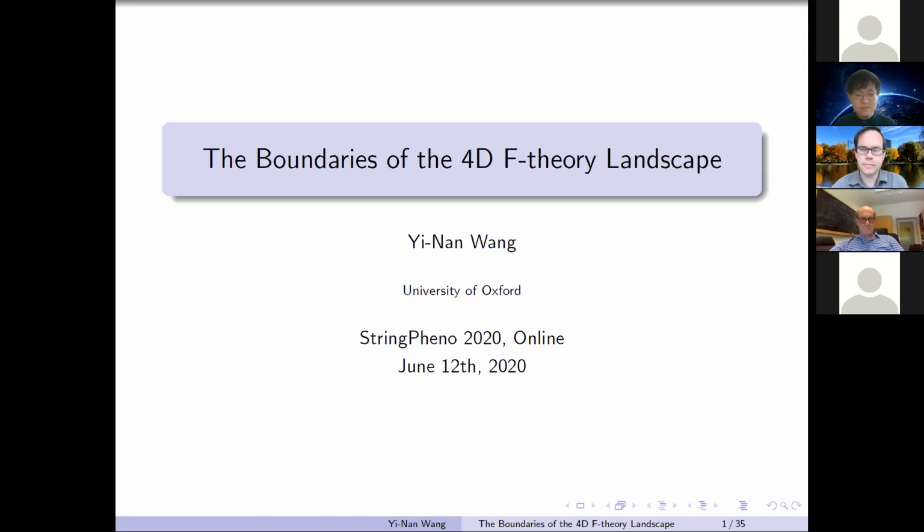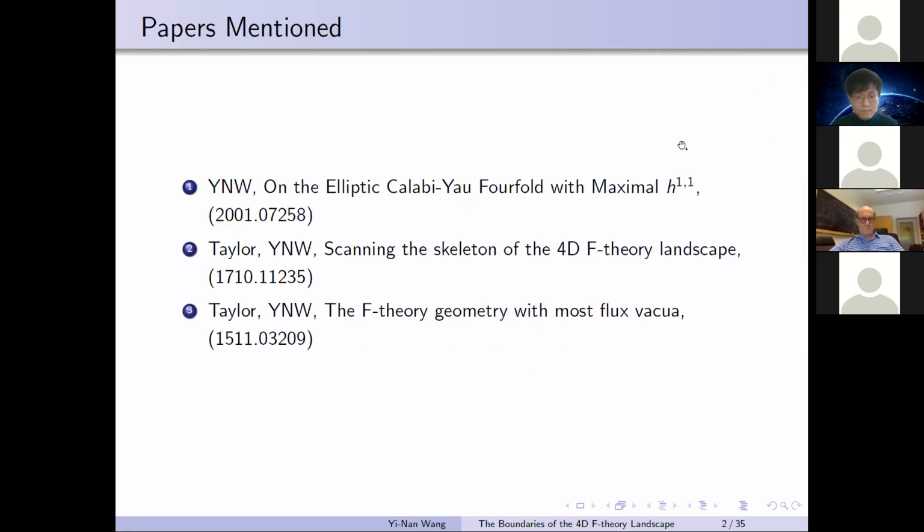So first, I'm going to thank the organizers for inviting me to this great online conference. Today, my topic is the boundaries of the 4D F-theory landscape. In particular, I'm going to mention the following few papers. I'm going to mainly focus on my recent work about 4D F-theory on the elliptic Calabi-Yau fourfold with maximal h^{1,1}. I'm also going to shortly mention the previous two papers with Washington Taylor on the scanning of the 4D F-theory landscape, and also the particular F-theory geometry with the largest number of flux vacua.